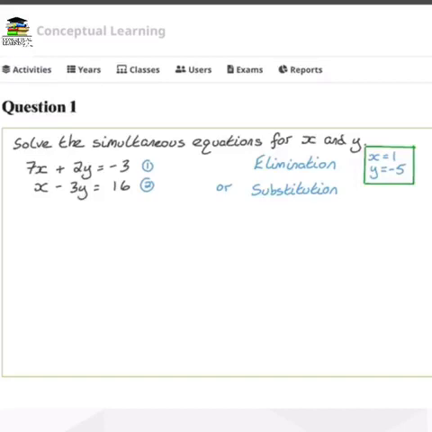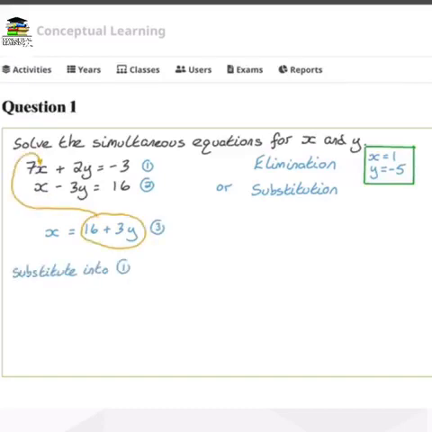We are now going to look at solving the simultaneous equations by substitution. Our first step here is to make either x or y the subject of one of the equations. In this case, we're going to make x the subject of equation 2. Adding 3y to both sides of equation 2 gives us x is equal to 16 plus 3y.